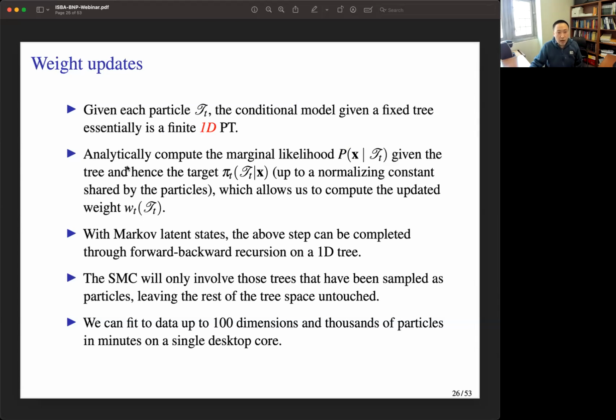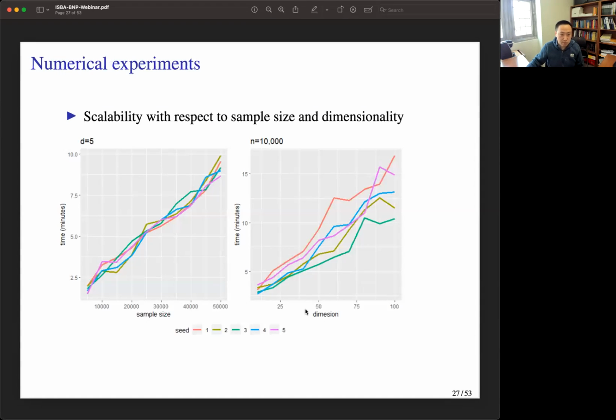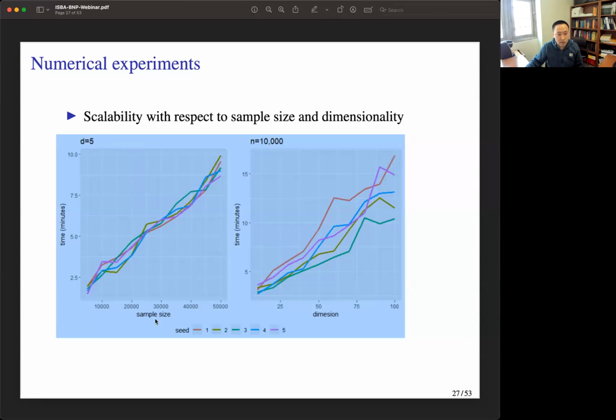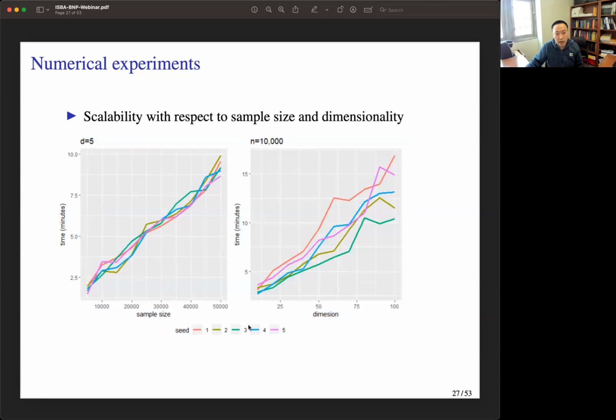Using this strategy, we can pretty effectively sample trees on spaces up to 100 dimensions, and it's very fast. We can draw thousands of particles in a matter of minutes on a single desktop core. This is just a plot on the computational scalability. One is at fixed dimension 5, and it scales linearly with sample size. The other is at fixed sample size 10,000, and it scales pretty much linearly with dimension.